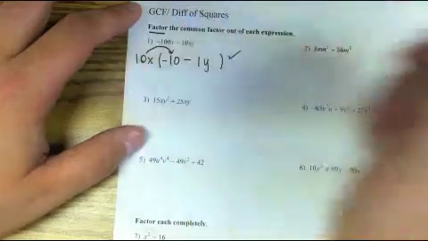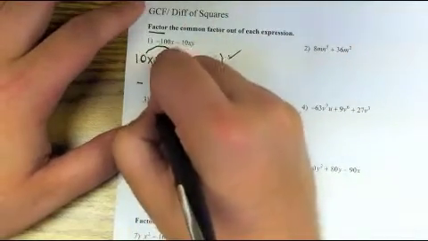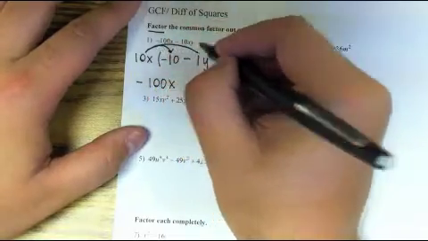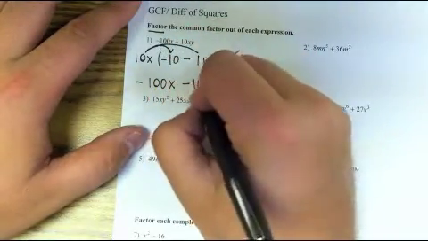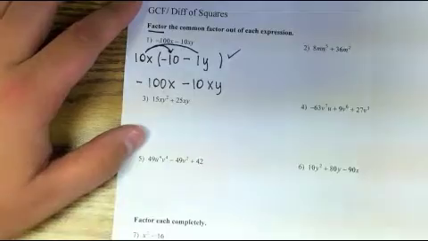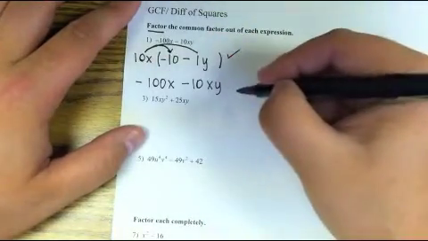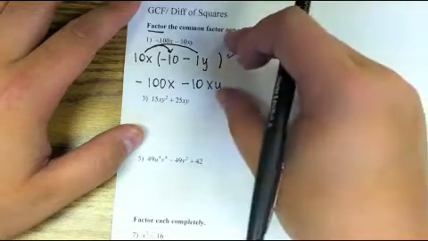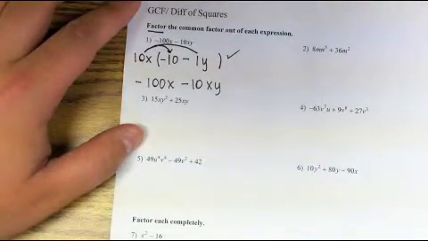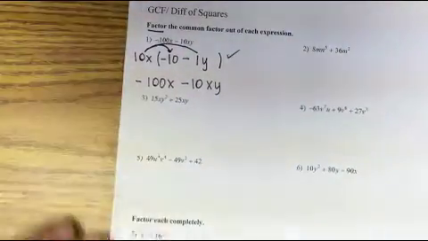10x times a negative 10 gives us a negative 100x. And 10x times a negative 1y gives you a negative 10xy. Do you see how the problem and my checking solution, how they both matched up? I know I've done it correctly then. Okay? Let's look at number 2.